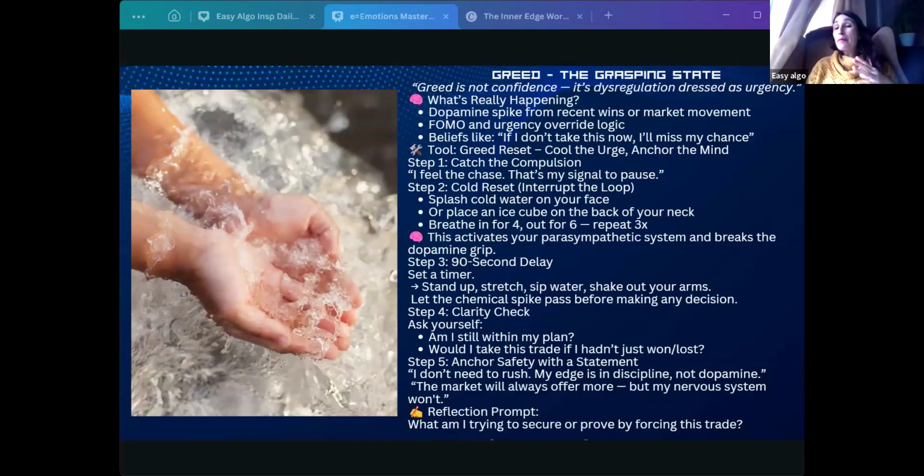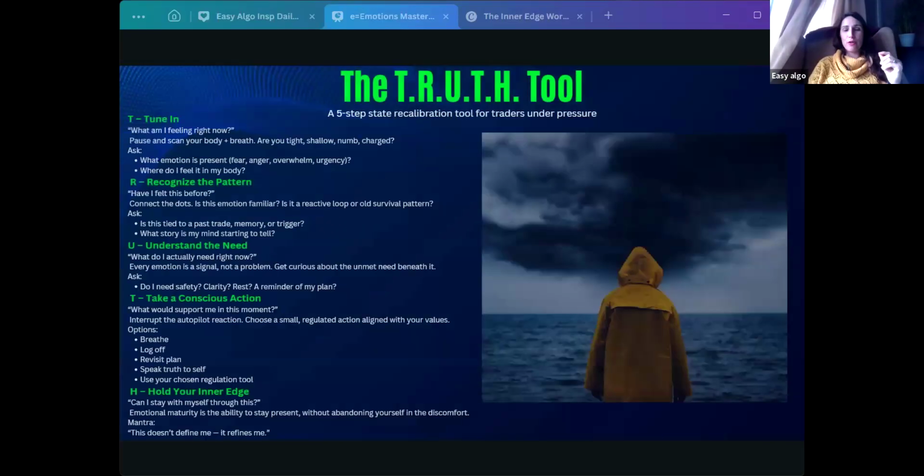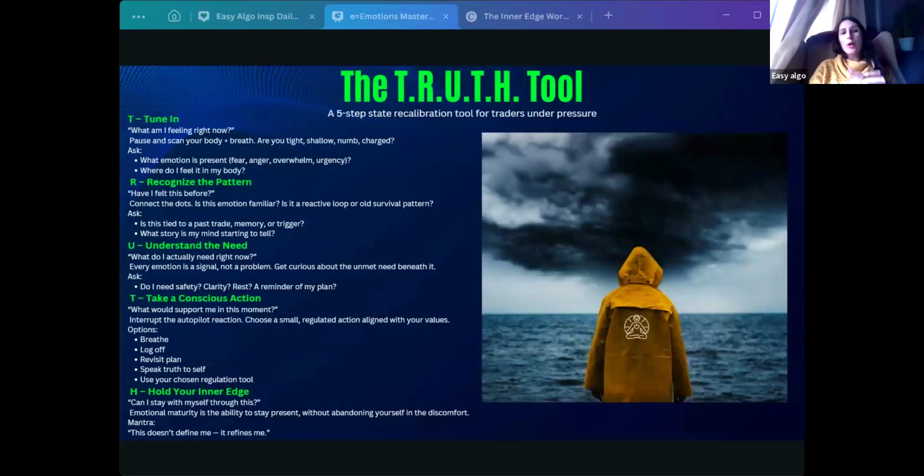Okay, so those are some of the emotions. If there are emotions that I didn't mention here, then go use the same strategy for those emotions. Really get your plan. What are you going to do when you feel those emotions? So in your workbook, you'll have this tool, the truth tool, just a fun way to break it down and work with things as they come up.